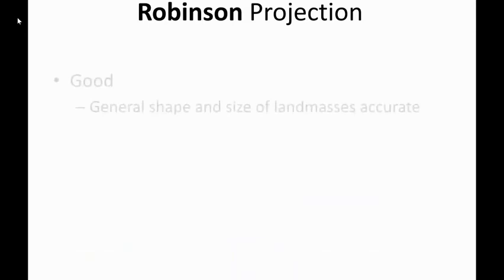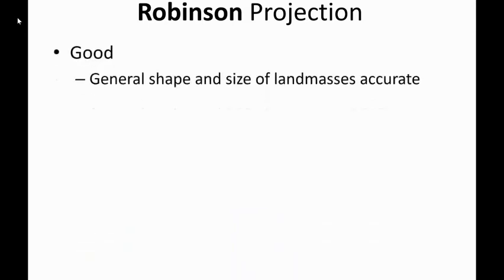All right, on to the Robinson projection. Now, the Robinson projection can best be described as kind of the best of all worlds. It's like, pound for pound, probably the most accurate map. Even though it's not 100% accurate, it's pretty good. And so that's why a lot of mapmakers choose to use it.